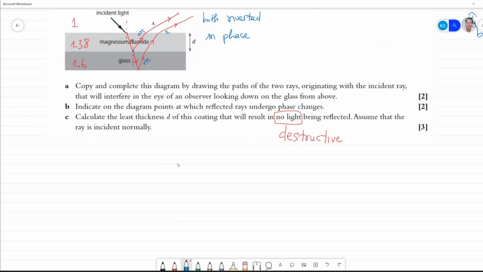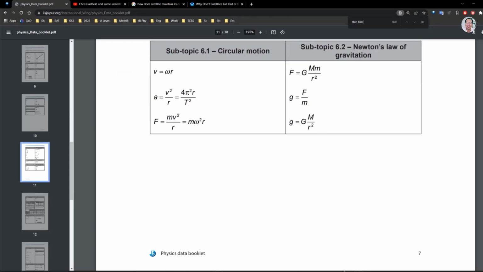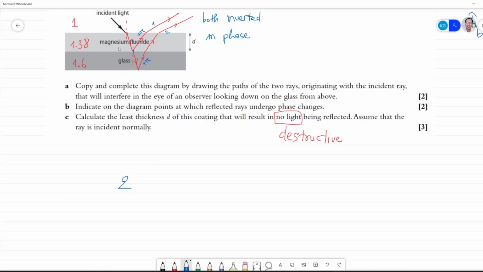It's just the same as the double slit, meaning the path difference. Do you remember the equation? 2dn equals m lambda. Exactly. Very good. Thin film. It's not given in the booklet. 2 times the thickness D of the magnesium fluoride coating layer, and times only 2D. And then you need to times the refractive index n, which is 1.38.